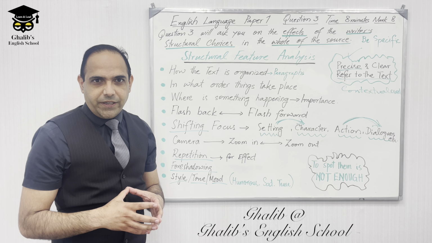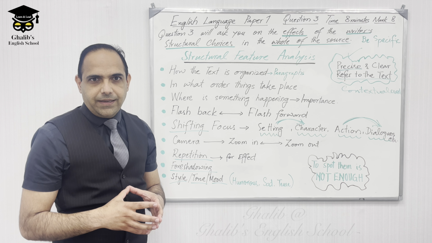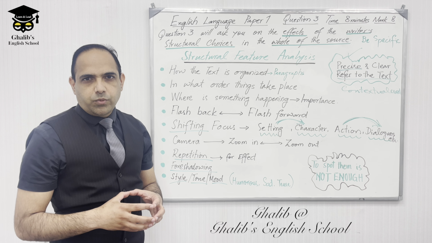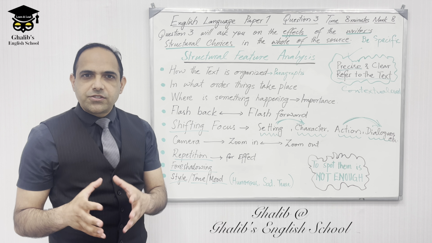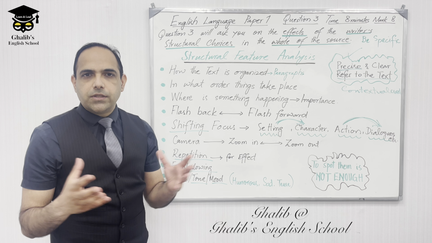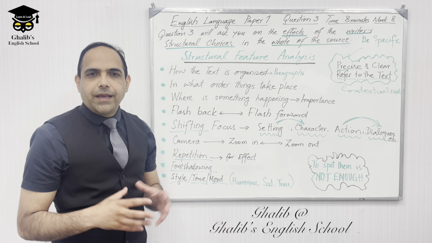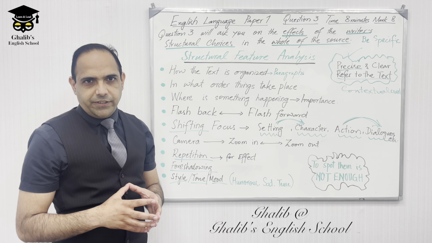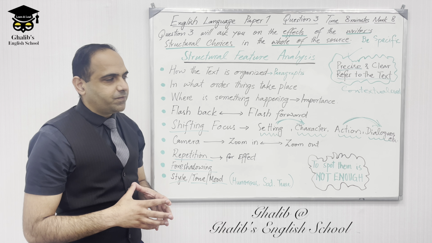The first bullet point is what the writer focuses your attention on at the beginning. The second bullet point is how and why the writer changes the focus as the text or the source develops. And the third bullet point is any other structural features that interest you. So let's have a look.